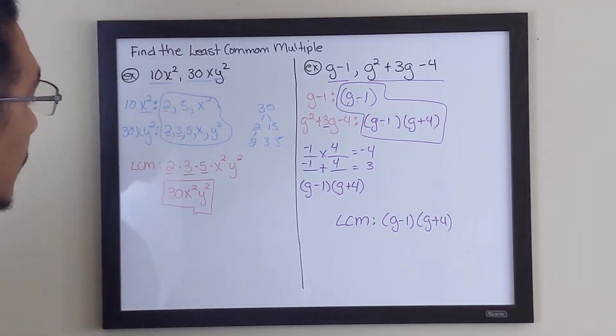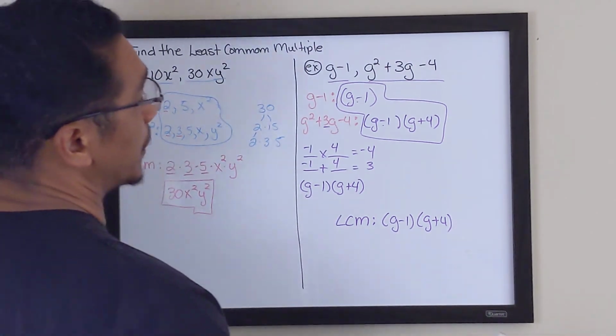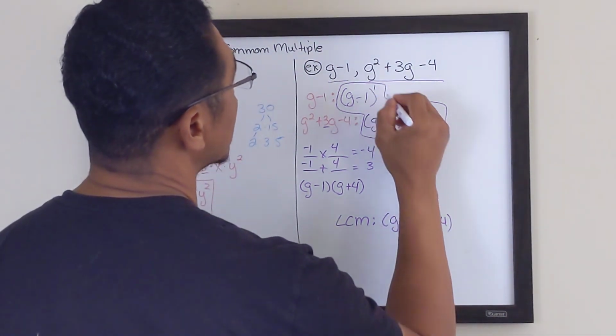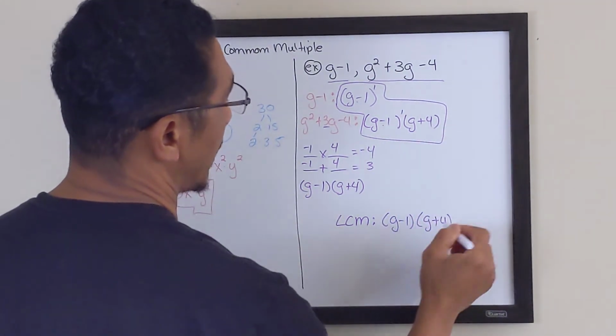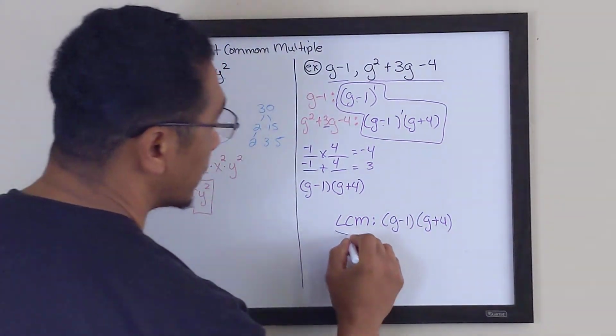Now, the second rule is we have to find the factor with the highest power. The g minus 1 is to the first power in both, they're both the same, so this stays the same. And the g plus 4 is to the first power, so this stays the same. So our least common multiple is this.